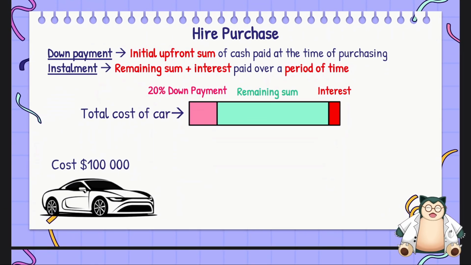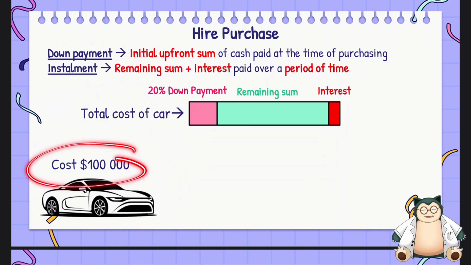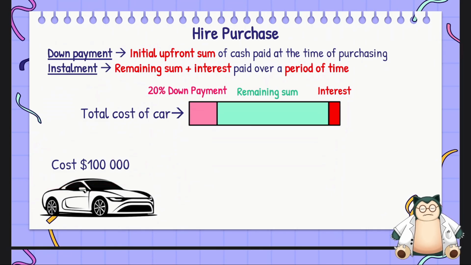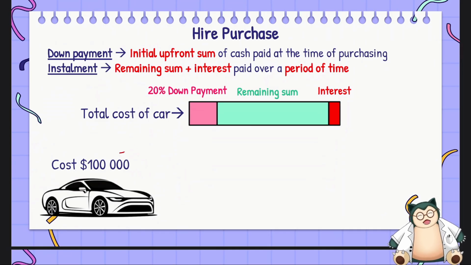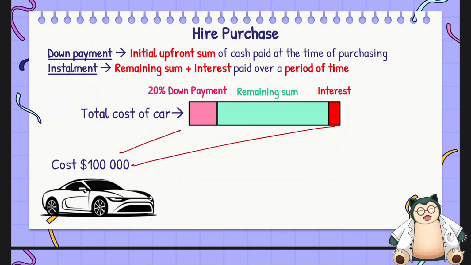So hire purchase is meant for the scenario where you're purchasing a very expensive item like the cost of a car. So in Singapore, actually the cost is way more, but I just lower it down to a very nice number of $100,000. What if I don't have $100,000 to pay right away? Is there another way that I can pay? So what you can do is to break up this $100,000, the total cost of the car.